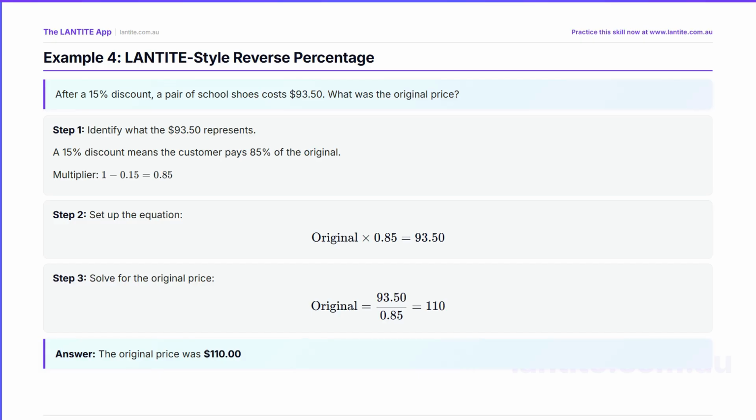Here is a LANTITE-style reverse percentage question. After a 15% discount, shoes cost $93.50. We need the original price. The 15% discount means the customer pays 85%, so the multiplier is 0.85. We set up the equation. Original times 0.85 equals 93.5. Dividing both sides by 0.85 gives us $110. Remember, never take 15% of the discounted price and add it back. That would give the wrong answer.